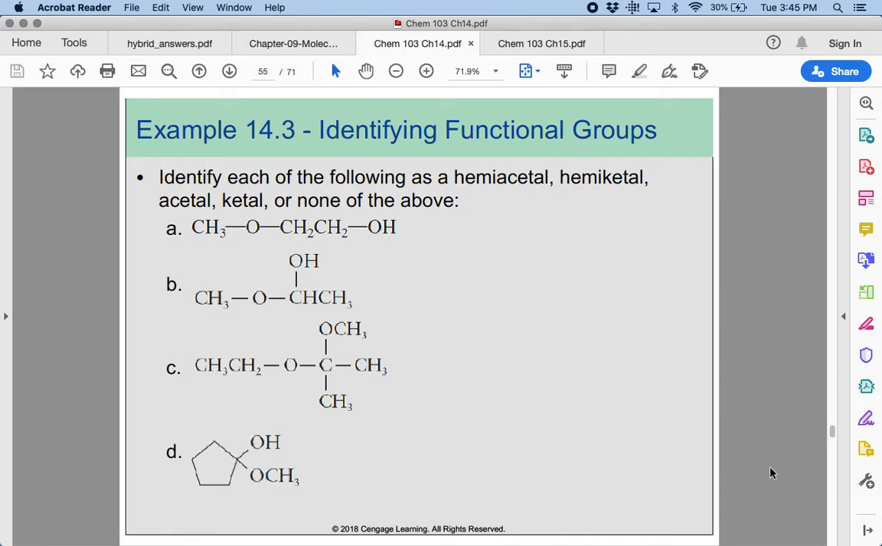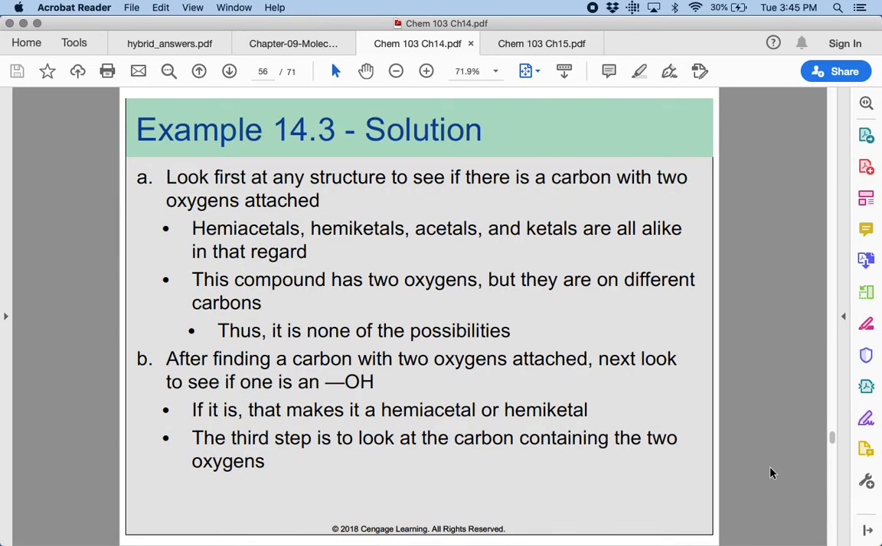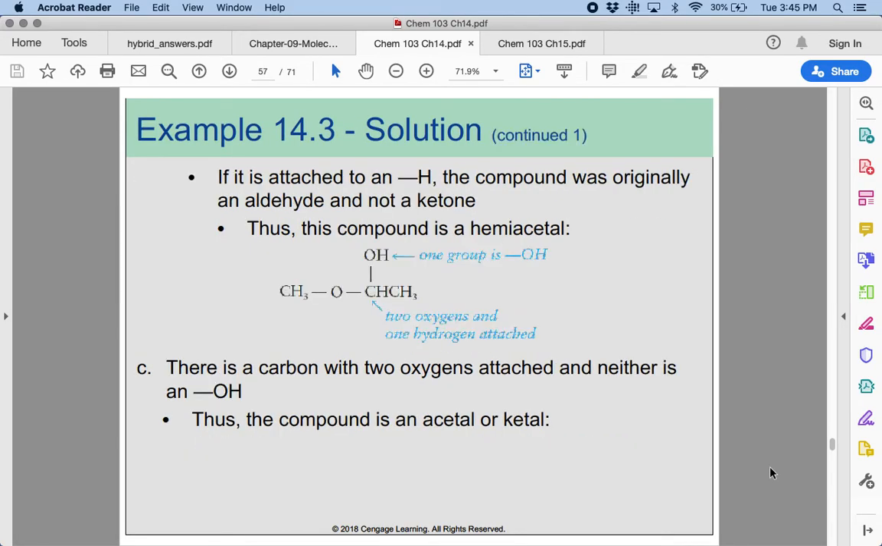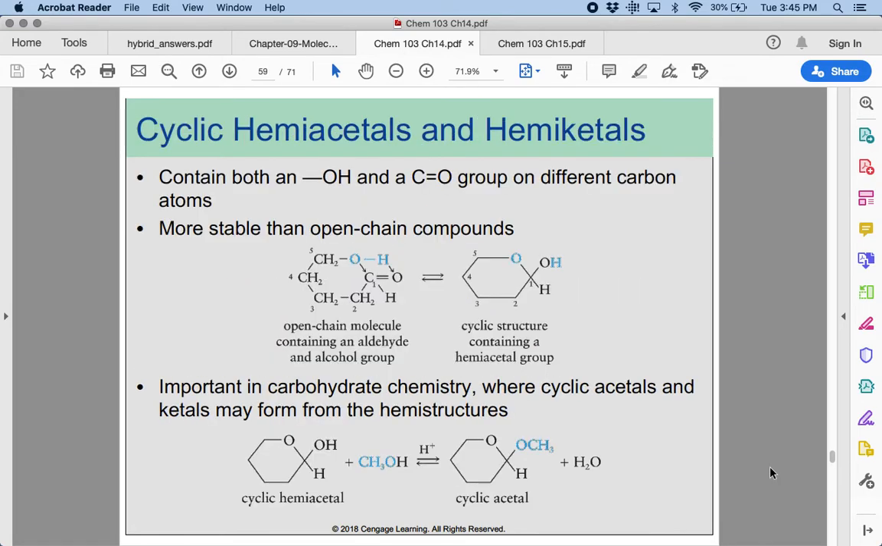So I want you to go ahead right now and just visualize these and identify whether these would be hemiacetal, hemiketal, acetal, or ketal groups. So you can go through and identify each of those.